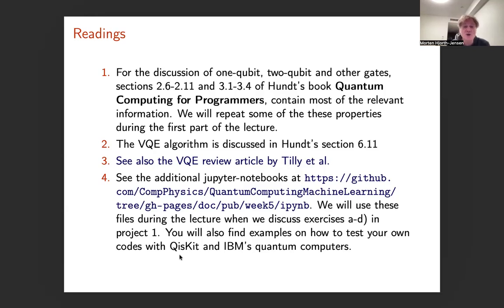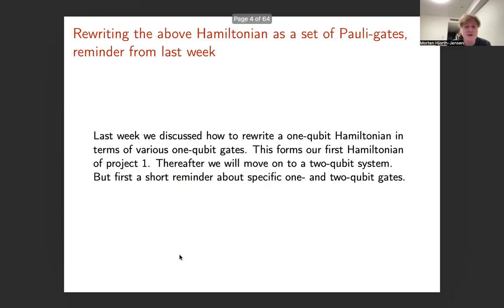So this was roughly what we are planning to do this week. There's going to be a lot of discussion on and off with Jupyter notebooks and the slides, but we will also jump to the whiteboard now and then just to remind ourselves about some technicalities. So last week, we discussed how to rewrite this 1 qubit Hamiltonian in terms of various 1 qubit gates. And this is essentially where we will start discussing the variational quantum eigensolver. And after that, we will move to the 2 qubit case.